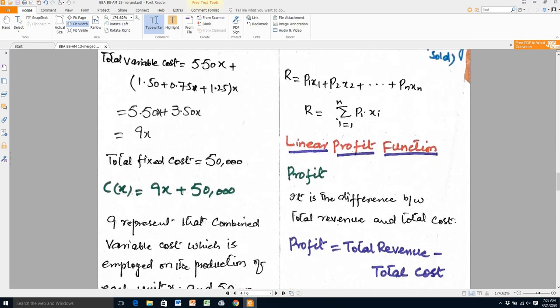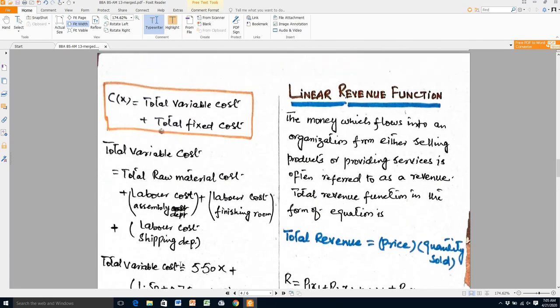Now we move towards another definition, that is the linear revenue function. What is the linear revenue function? The money which flows into an organization from either selling products or providing services is often referred to as revenue.